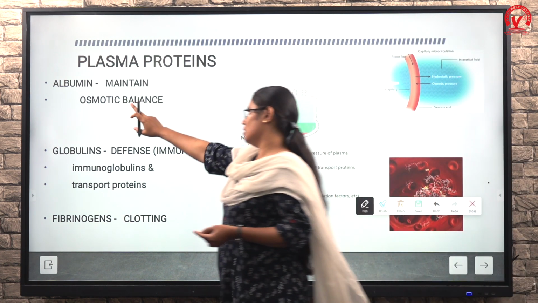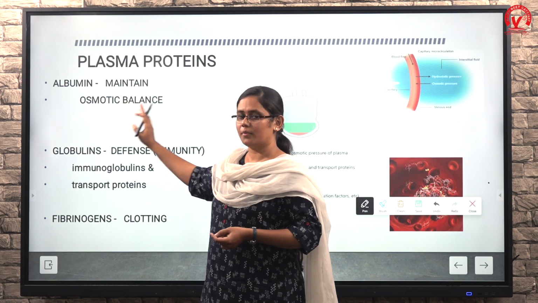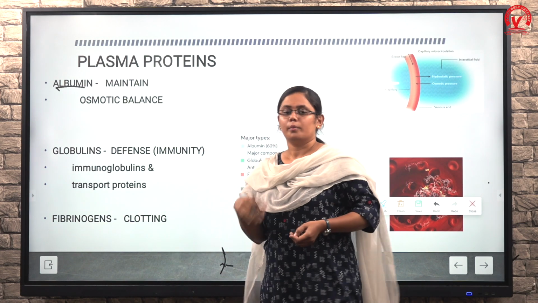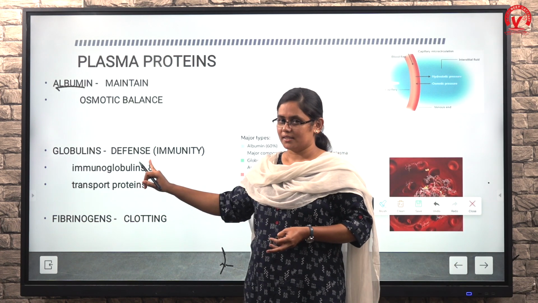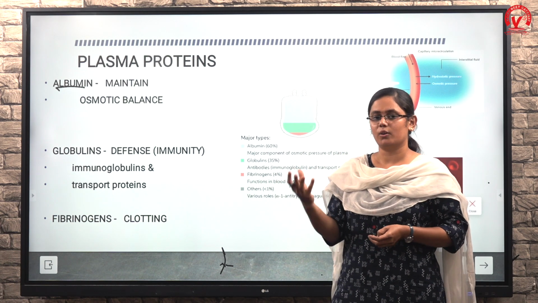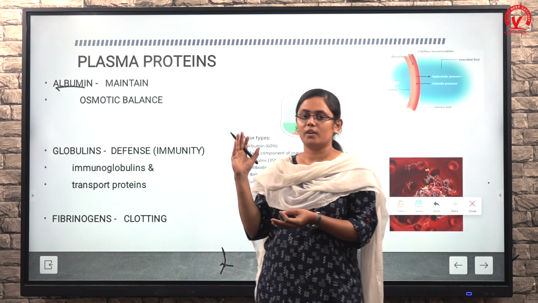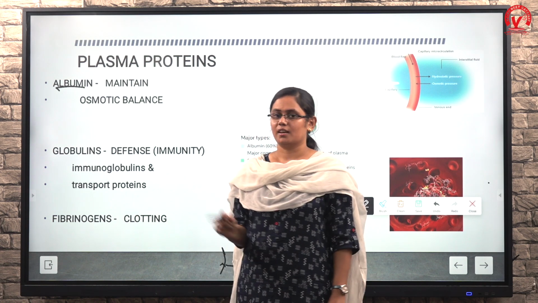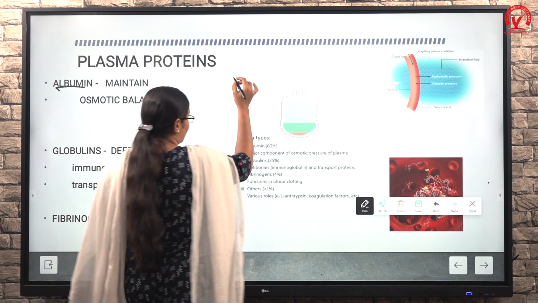So this might be an MCQ question. Which of the plasma proteins is responsible for osmotic balance? Albumin. Next, globulins. Immunoglobulins have two different functions: defense mechanism and transport. They are responsible for defense against microbes, and they are also used as transport proteins to transfer nutrients from one part to another part. Finally, we are coming to fibrinogen. Fibrinogen helps in clotting mechanisms. First we will discuss the clotting mechanism.